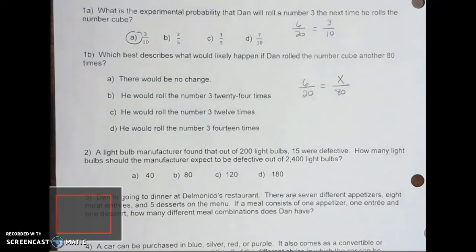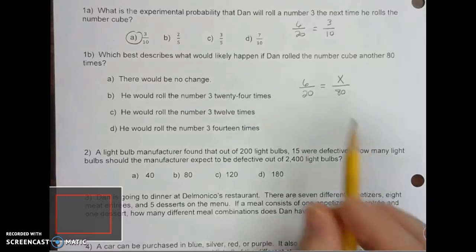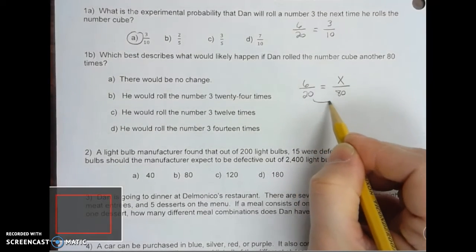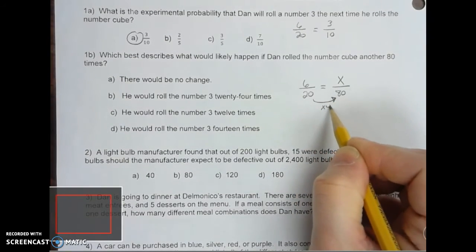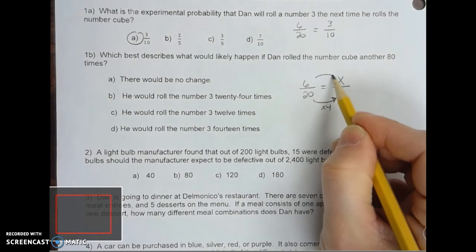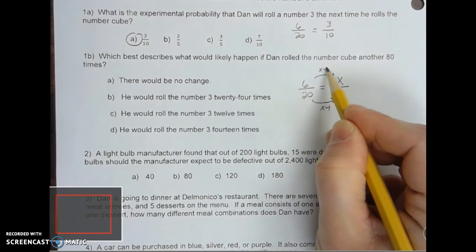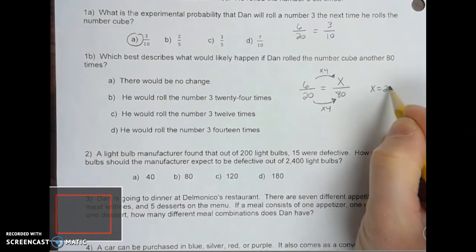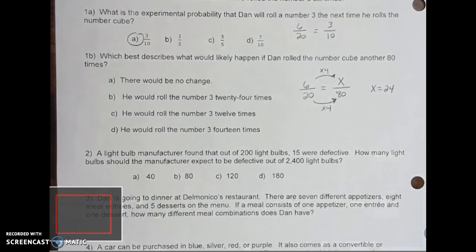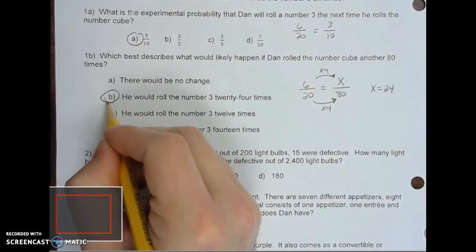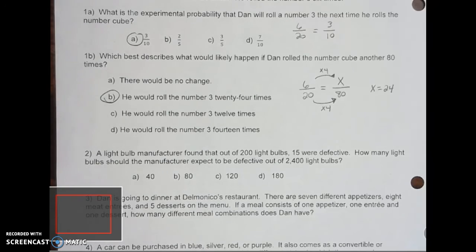Well, we're not sure, so we're going to use the variable x. And we're going to make our prediction by solving this proportion here. Well, I know to go from a 20 to an 80, I would have to multiply by 4. So I'll do the same thing in my numerator. I'm going to do 6 times 4. So I know that x equals 24, meaning that I could expect to land on the number 3 another 24 times out of the 80, which is going to be choice B.